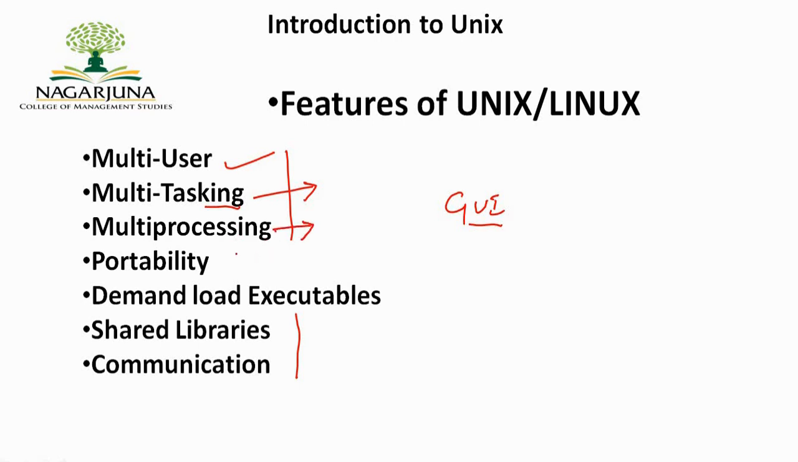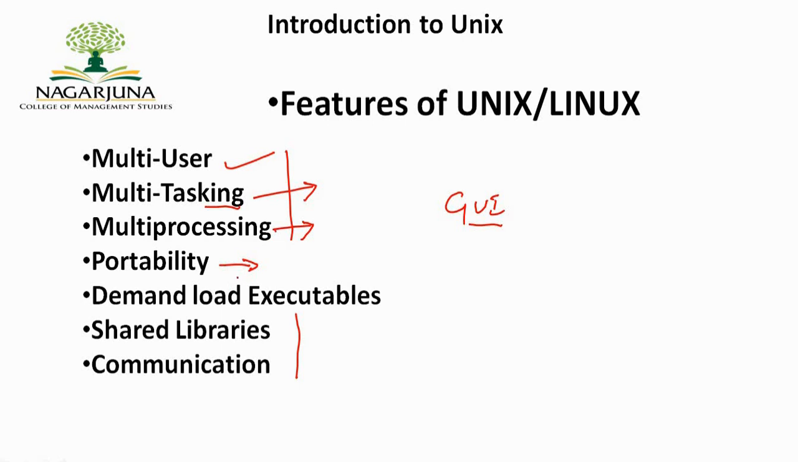The next feature is portability. The Unix operating system is highly portable, where it can easily be implemented on different hardware platforms without much modification being required. So you can implement Unix with different hardware configurations. Though each system has a different hardware configuration, Unix can be implemented irrespective of the hardware platform.